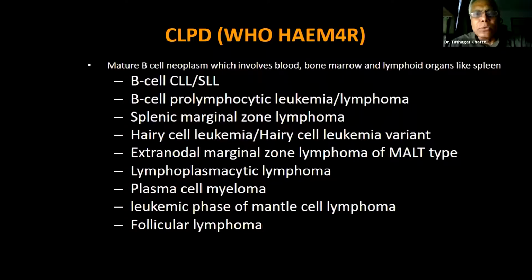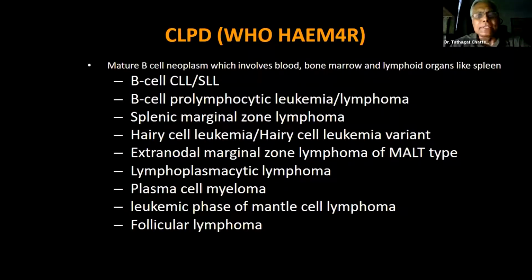So when we talk of the WHO HEME 4R, which is the 2016 classification which you and I have all read, the 4th revised edition that is, we had the mature B cell neoplasm, which involves the blood, the bone marrow, and some of the lymphoid organs like spleen.